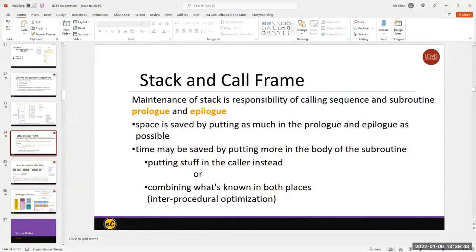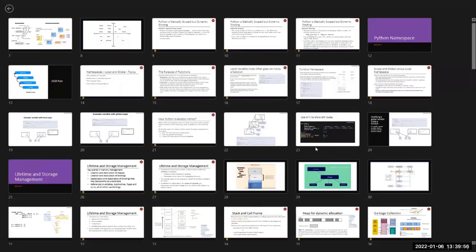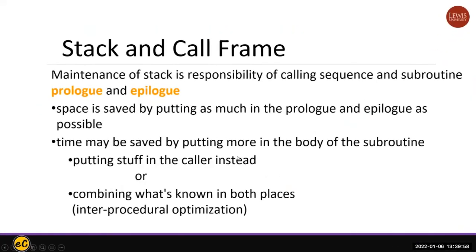So prologue is responsible for preparation of the window of the registers and the environment so that your program can jump from your main program to subprogram. That's called prologue. And the procedure to clean up the memory and call frame and then return to your main function, that's called epilogue, okay? So space is saved by putting as much in prologue and the epilogue as possible. So we try to put more things into prologue and epilogue instead of putting them into the frame and the main function's global frame, okay?